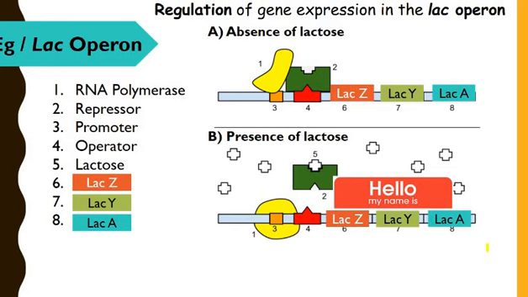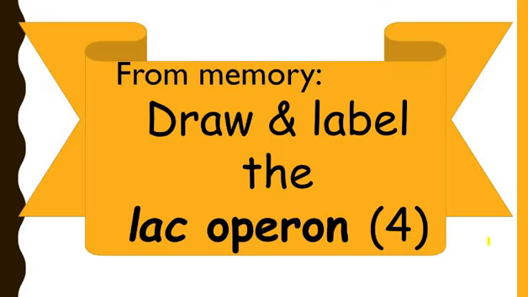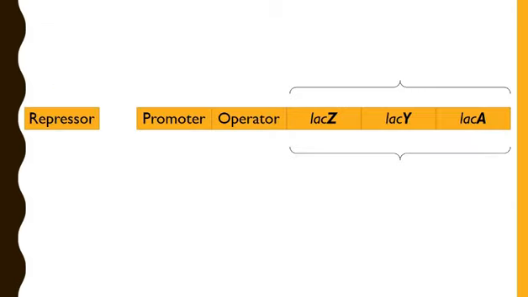Now to check that you remember the structure of the lac operon, I would like you to draw it here. It's worth 4 marks. So stop the video. Okay, and these are where the marks would be allocated.